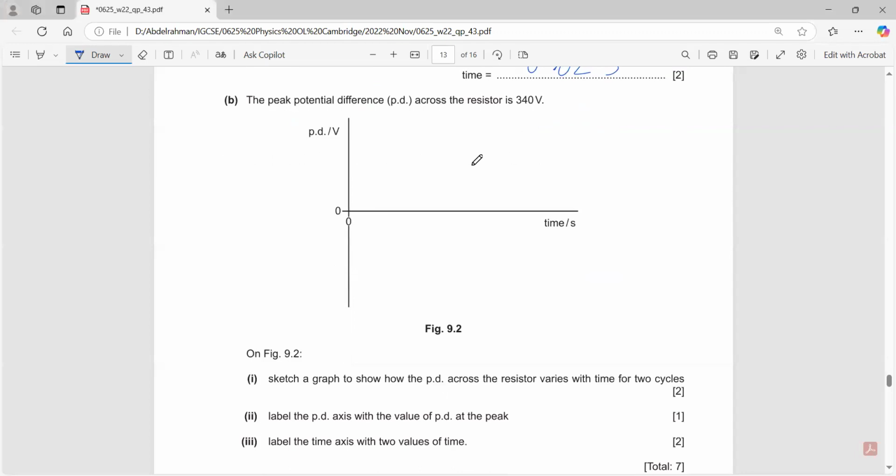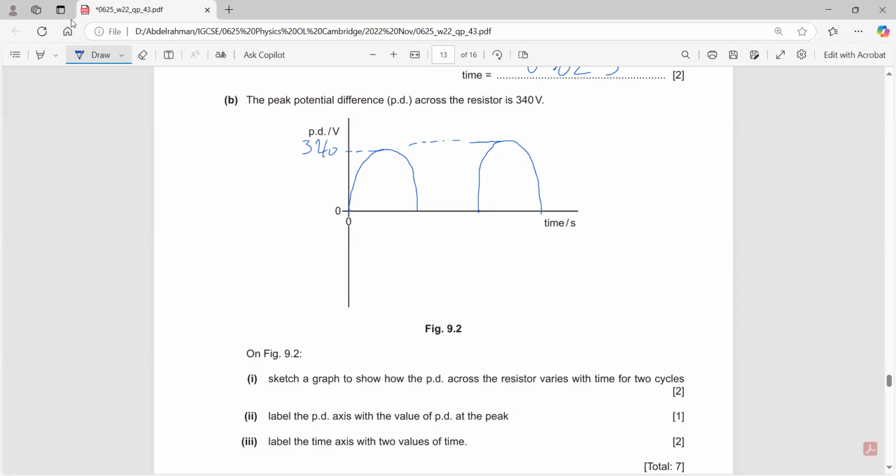First of all, can I draw 2 cycles? Yes, I can draw 2 cycles. Will they be full cycles? No. They will only be half cycles. What do I mean by half cycles? If I start off with a sine wave, it will be zero for a while, and then I will draw another half sine wave. You have to draw them with almost the same amplitude. The peak, which is the maximum voltage, is 340 volts.